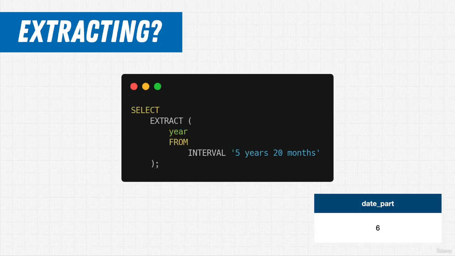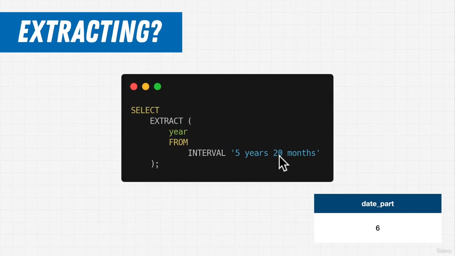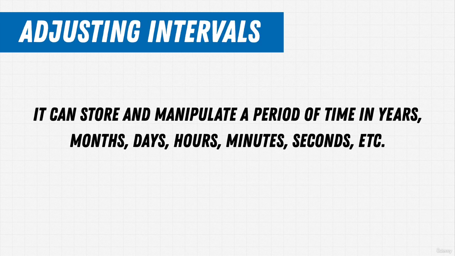Yes, we can. If you say select extract the year from interval 5 years and 20 months, well, it's going to say that's 6 years. So it's going to extract 6 because 20 months is more than a year. You can adjust intervals. It can store and manipulate a period of time in years, months, days, hours, minutes, seconds, weeks, etc. Intervals are just that powerful.